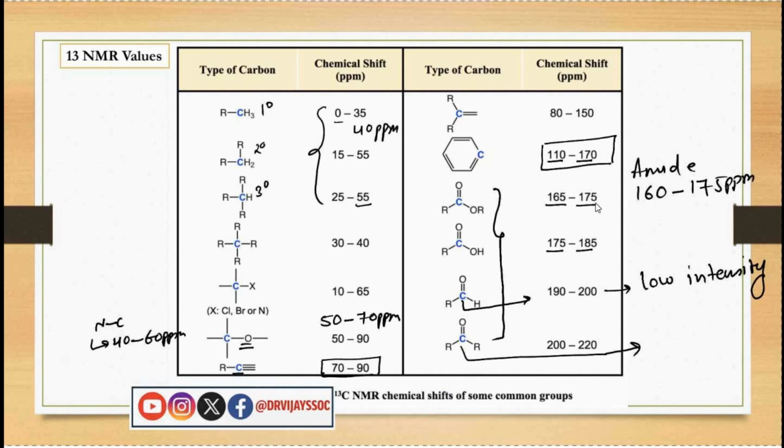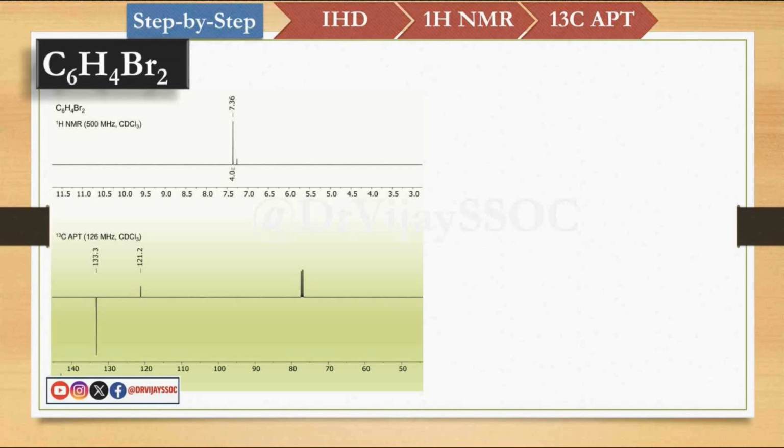Ester comes from 165 to 175 ppm, but amides could be slightly lower than ester. It can be from 160 to 175 ppm. Carboxylic acid is slightly higher, from 175 to 185 ppm. Aldehyde always comes in the highly deshielded region, from 190 to 200. Therefore, it is easy to distinguish between carbonyl carbon from ester or carboxylic acids. So now we are ready to take this challenge.